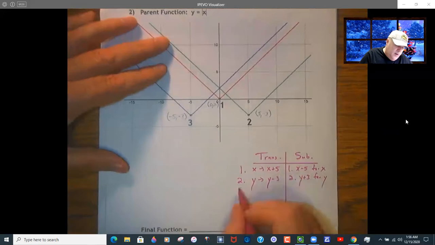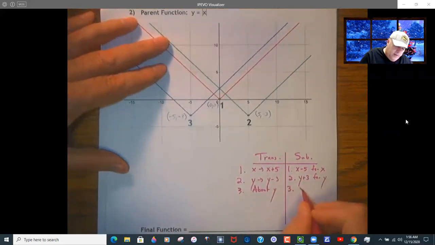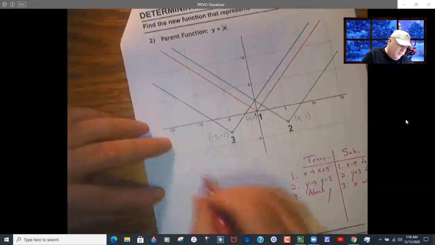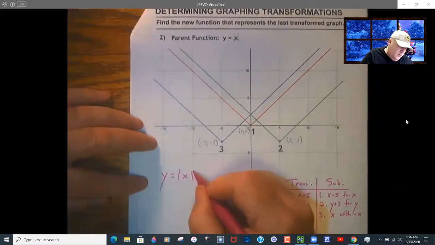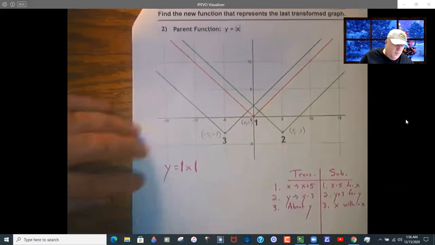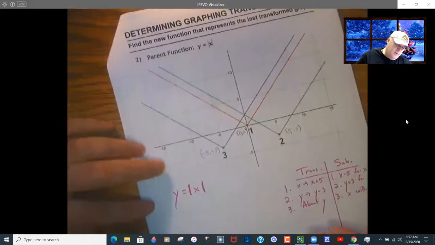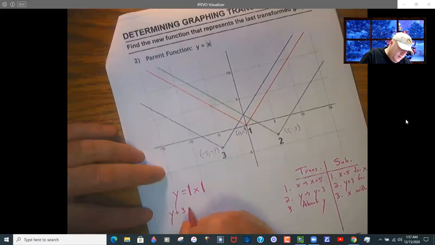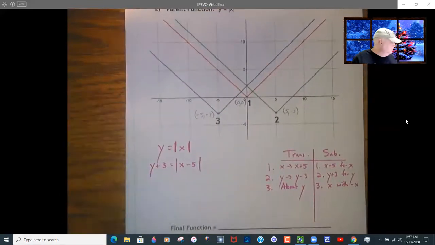Then we reflect it about Y. So X gets replaced with negative X. All right, so we got to do this. Somewhere is the parent function on this page, absolute value of X. So a lot of people get all nervous about, oh, we haven't studied these functions very much. It doesn't matter. It's just all in the algebra. Okay, so start with the parent function and then do these things. So Y plus 3 goes in, and then X minus 5 goes in for X.